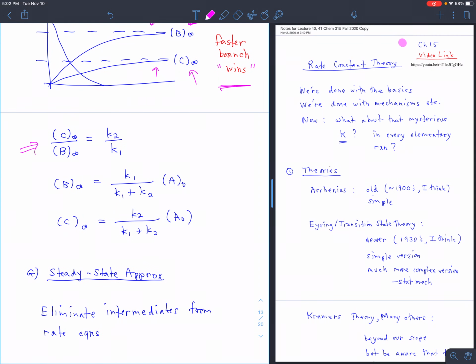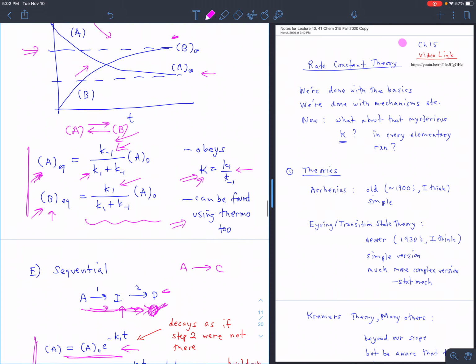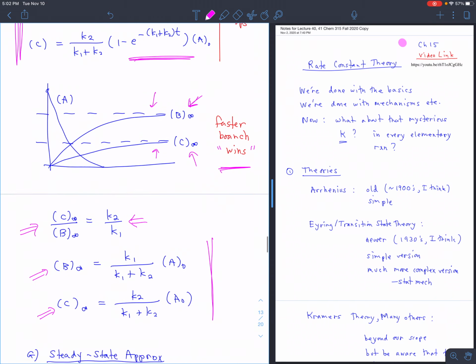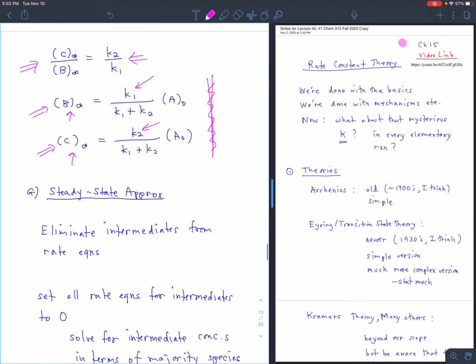The ratio of the final total amount of C to B is the same thing as the ratio of the two rate constants. And the total amount of B at time infinity, and C, are given by these relationships. They look a lot like the relationships for the equilibrium concentrations of A and B for the reversible reaction, but though they are similar mathematically, they're describing completely different behavior in the mechanism itself. And again, you can see that if K1 is bigger, then we're going to have more B. If K2 is bigger, then we're going to have more C at the end.